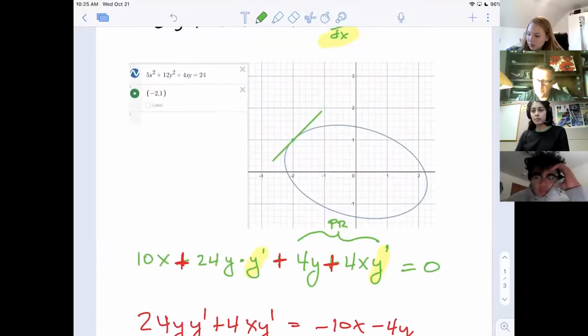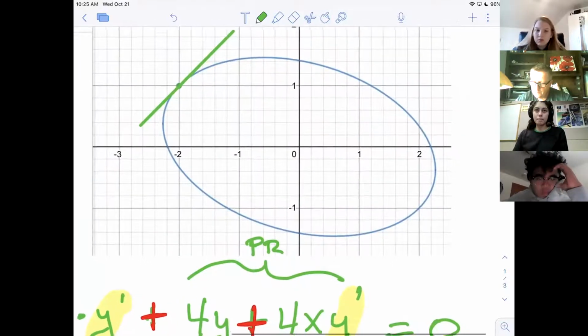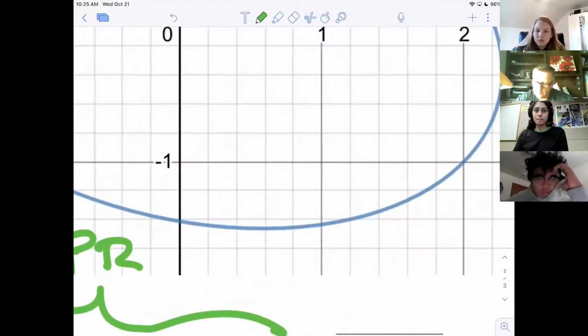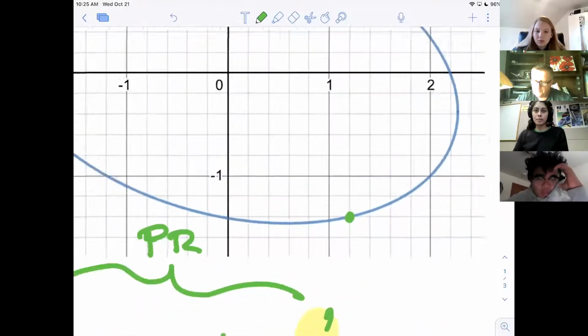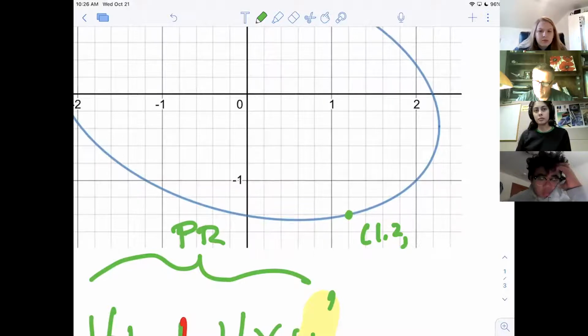Let me just show you one other interesting thing before we leave this. Is there any other point this goes through? Let's see. There's a suspect. To me, that looks like it goes through. Now you've got to think about this a little bit because of the scale of the graph, but what would that be? 1.2? And then y would be negative 1.4. Is that true?